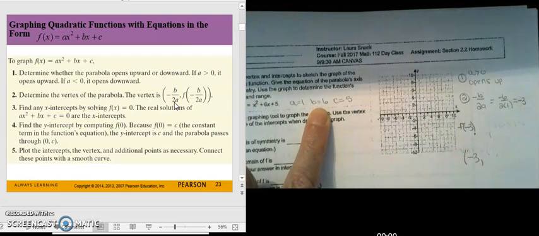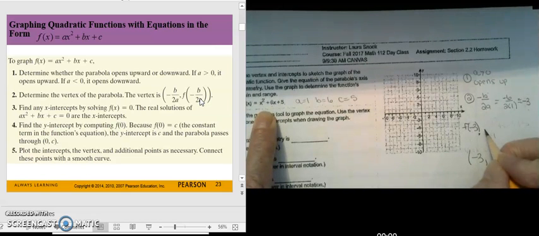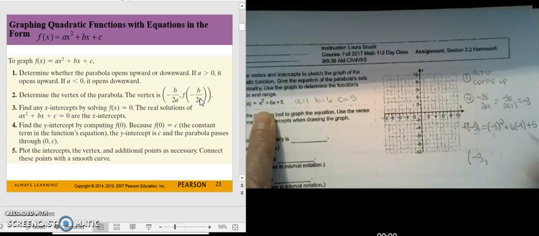To find the second value of the vertex, I want to plug that negative 3 into my function here. So I want to find f of negative 3. So f of negative 3 is negative 3 squared plus 6 times negative 3 plus 5. And then I just want to simplify that. If I simplify that, this gives me 9 minus 18 plus 5, which gives me negative 4. So the vertex is negative 3, negative 4. Okay, that's the first part.